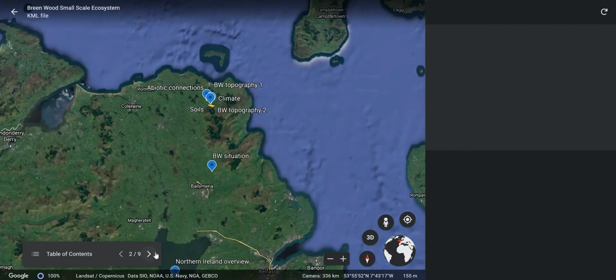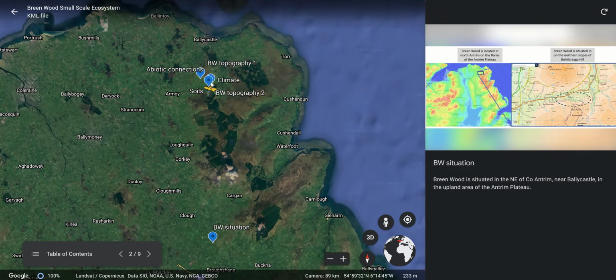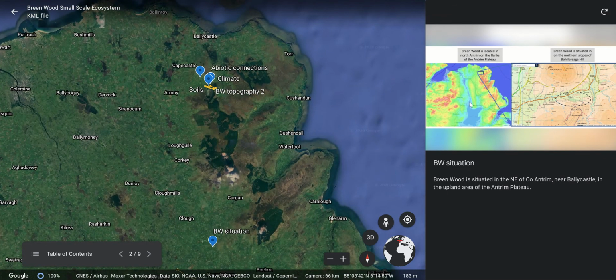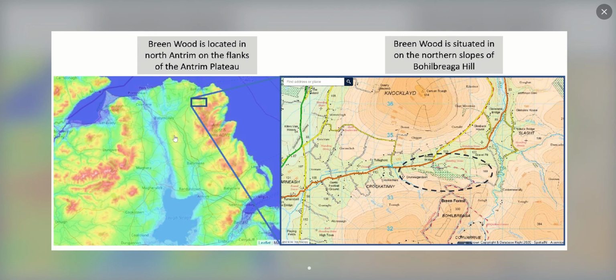So we come up here towards the northern part of County Antrim. Here we are. This is Breen Wood, and you can see something of its context here. If we look first of all at the elevation, we're able to see that we are in the upland area of the Antrim Plateau. So it's more elevated than some of the lowland areas, but also it's on the side of a slope here, coming up into the Antrim Plateau. So that's the first thing to discover.